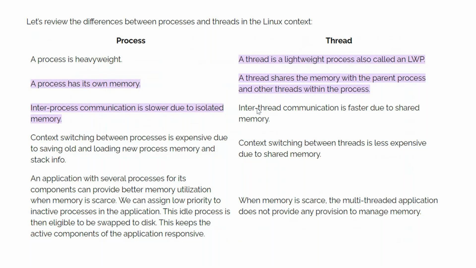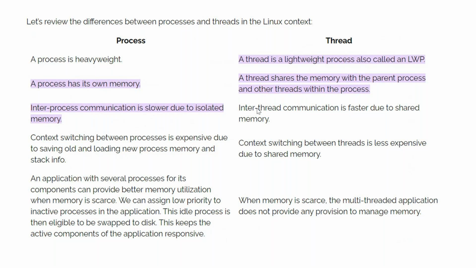So what is the difference between process and thread? A process is a heavyweight process, I mean heavyweight process applications. A thread is a lightweight process, also called LWP. A process has its own memory. A thread has no memory of its own. They share the memory which is assigned to the process. So threads share the memory with the parent process and other threads within the process.